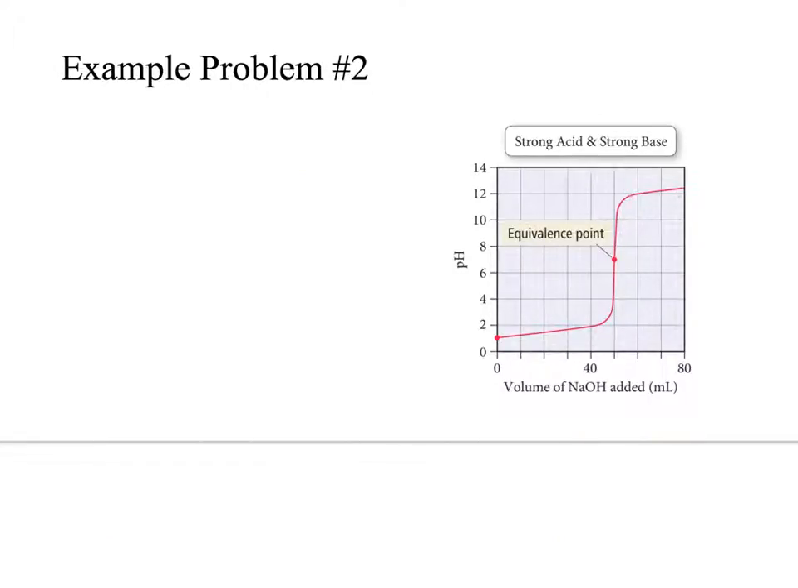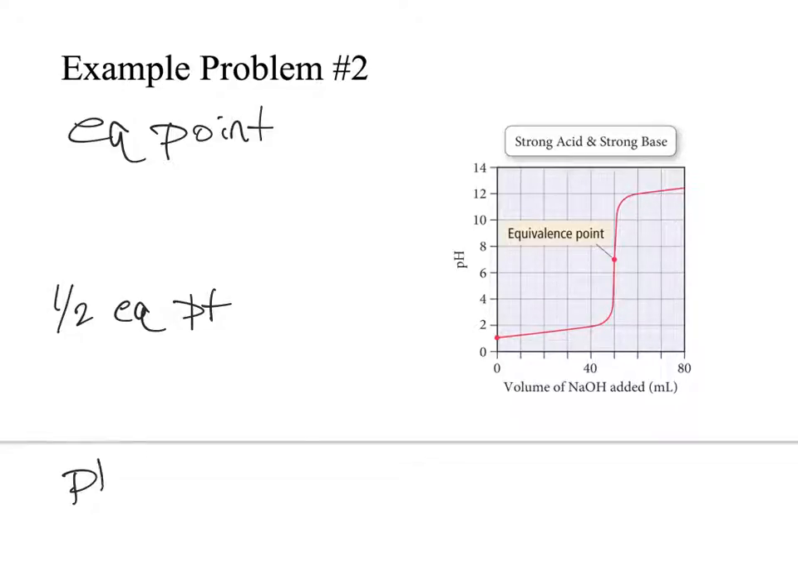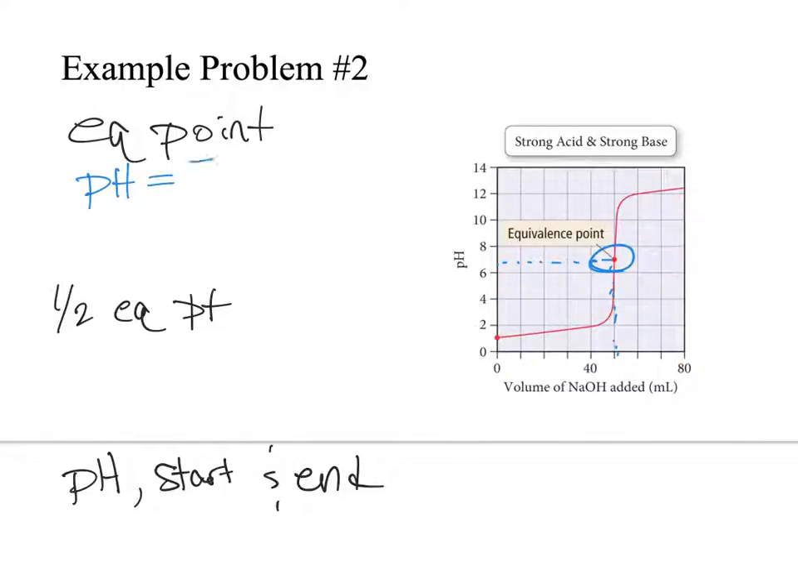Right, on this particular graph, we want to define the equivalency point and the half equivalency point, where the buffering capacity is, and we want to look at the pH of where we start and end. All right, first, the equivalency point, and that is marked here on the graph, and we just extrapolate over and down to determine our pH and our volume at that equivalence point. And so the pH is about 7, and the volume of base added is about 50 milliliters.